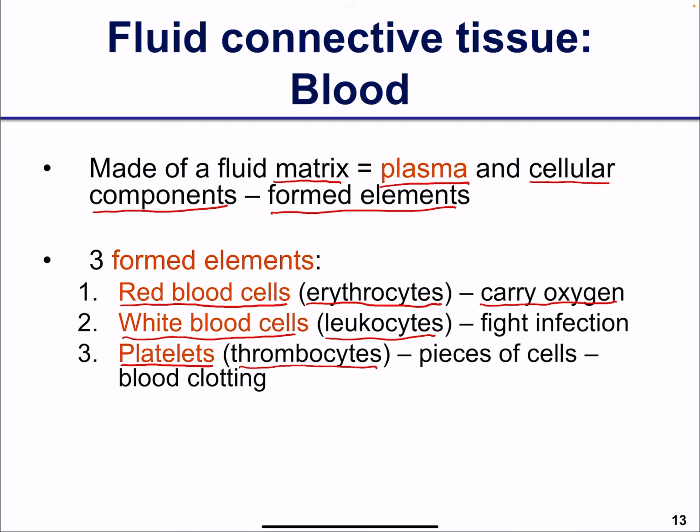Now, the cells that give rise to platelets are called megakaryocytes. These are huge cells. These huge cells get fragmented into platelets. These platelets are going to be essential for blood clotting. That's their job.